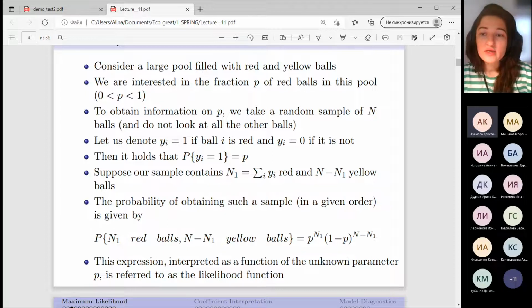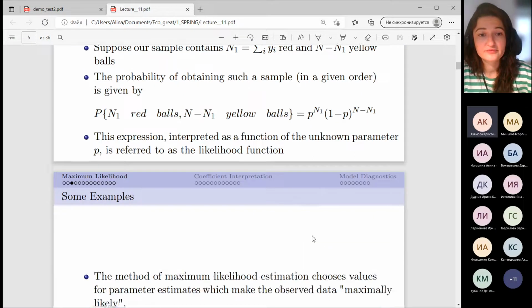I hope that you remember this from the probability and statistics course. So this is p, some probability, raised to the power n1 times 1 minus the probability raised to the power n minus n1. And this expression we can interpret as a function of the unknown parameter p. Yeah, this is the unknown parameter. And it's referred to as a likelihood function.